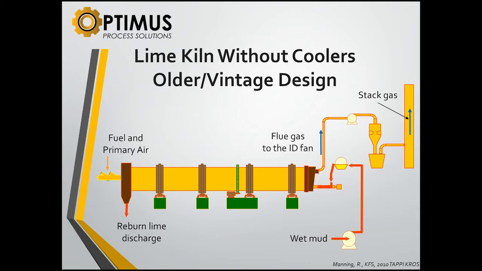The older type designs were kilns without coolers. You were not recovering the heat from the product material. That is shown here. You basically ran the material through, it came out as a hot discharge, and then went to storage.